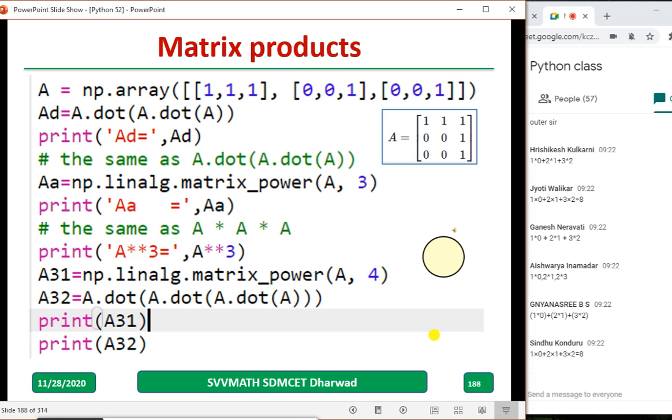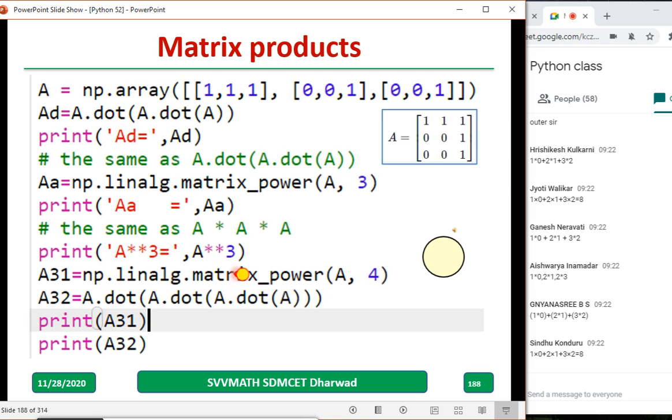Let me go to the next. I have taken a program, matrix products only. The same matrix I am showing you here, 1 1 1 0 0 1 0 0 1. The same thing I am giving: AD equal to A dot of A, print AD. Similarly, I am using matrix power A comma 3, again A double star 3, A raised to 3 or A cube. And I am using linear algebra, np.linalg.matrix_power A comma 4.